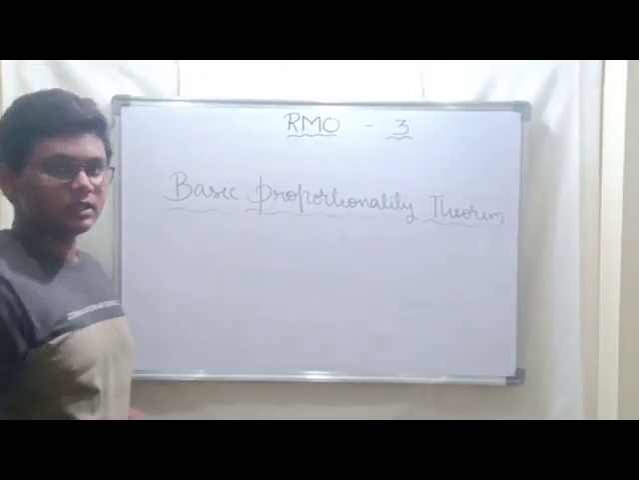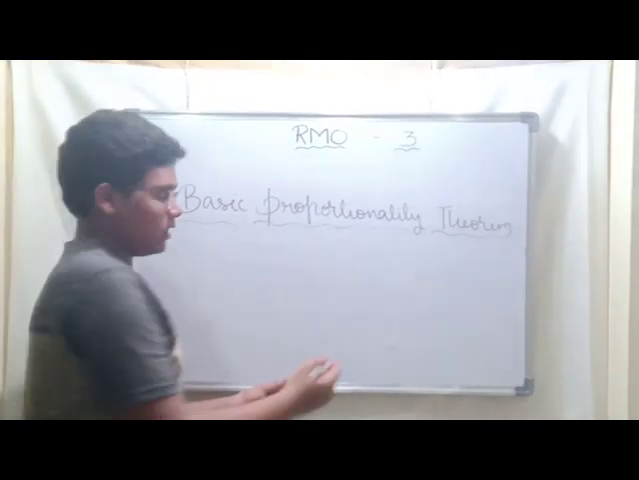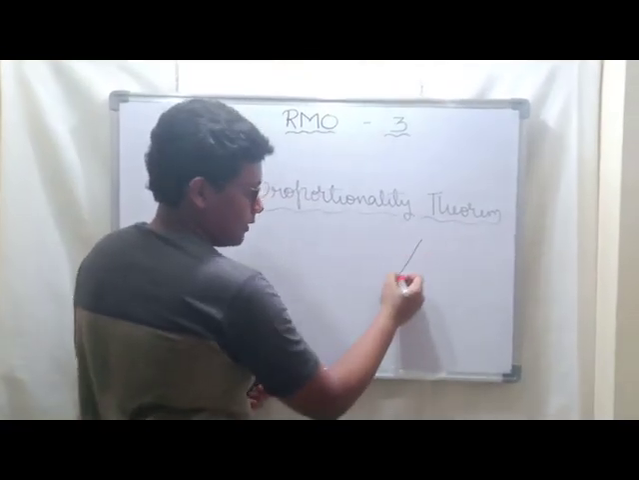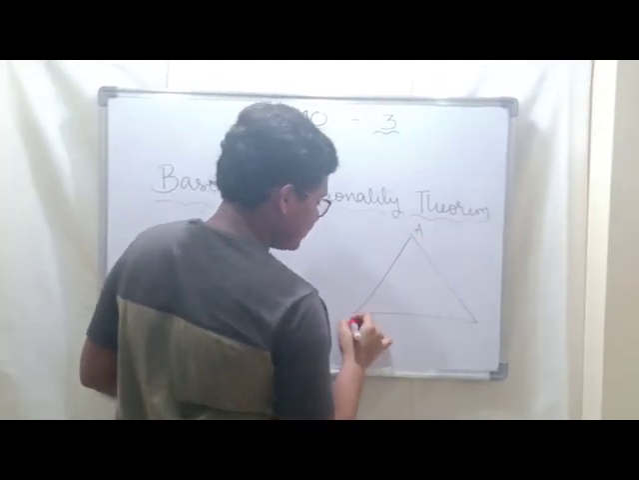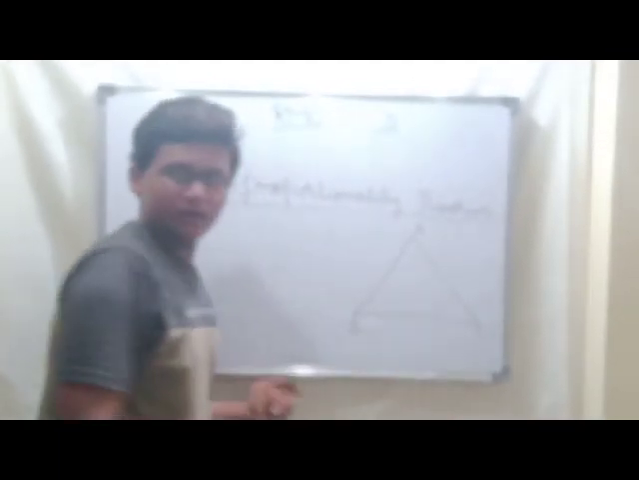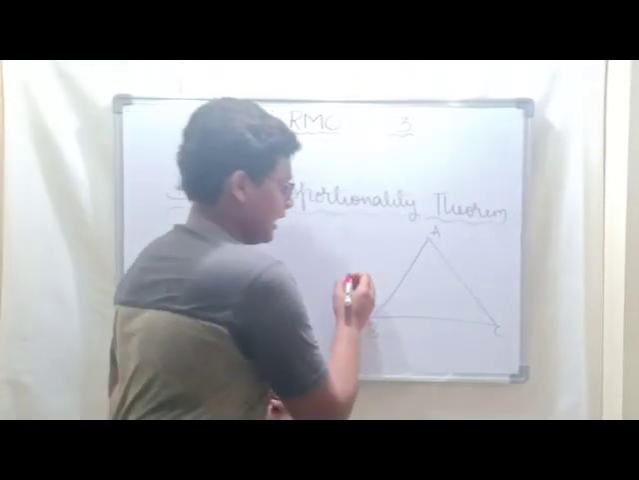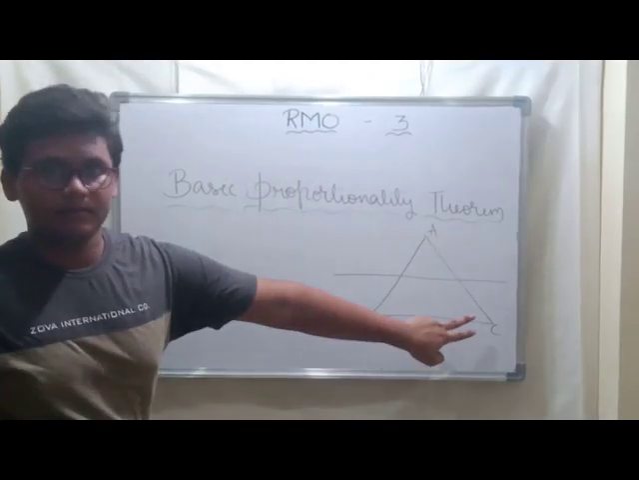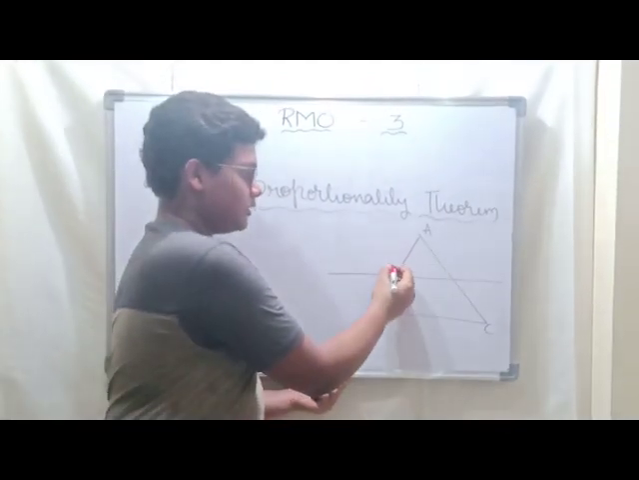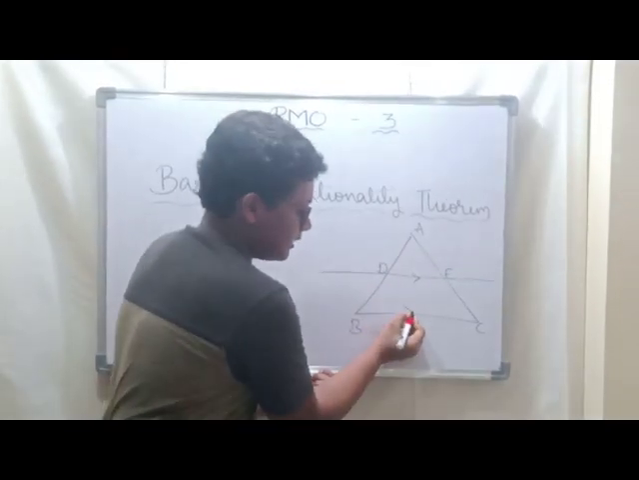Now, the basic proportionality theorem. It is also known as Thales theorem. If we take a triangle ABC, a line is drawn parallel to BC, taking these two points D and E, this is the symbol of parallel.